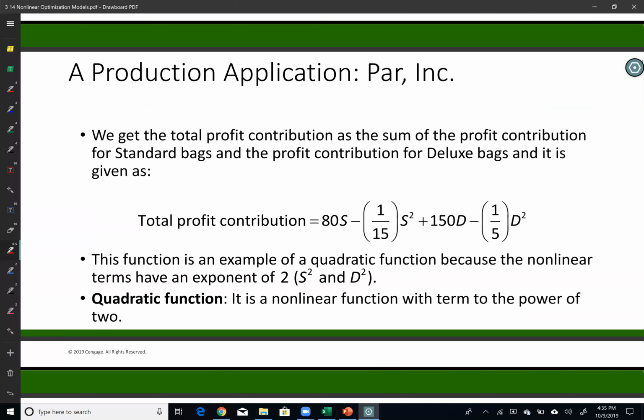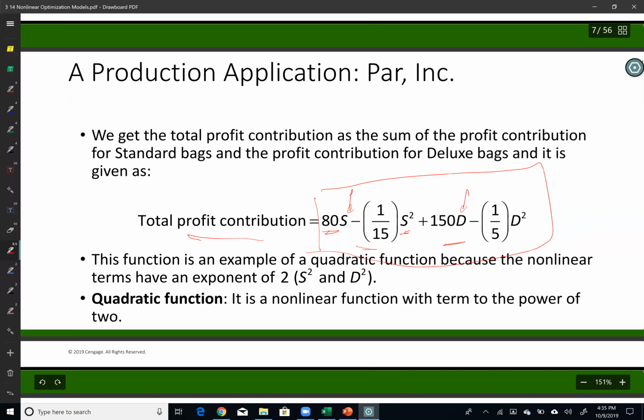Again, probably you need to do some kind of regression analysis here to understand the relationship between demand and the profit contribution. And let's say this is your relationship. The more demand I have for standard bags, the more profit I generate until a certain limit, because I have an S squared term here with a negative coefficient.